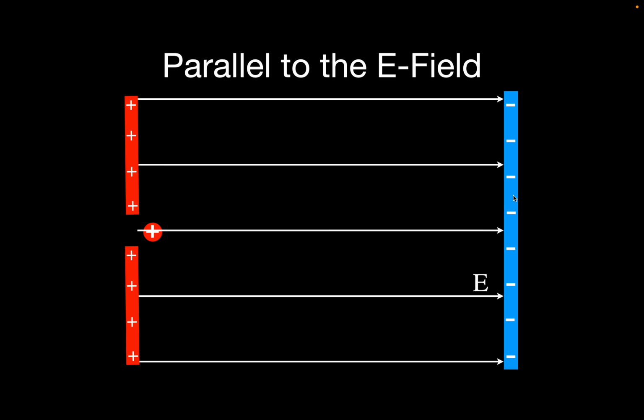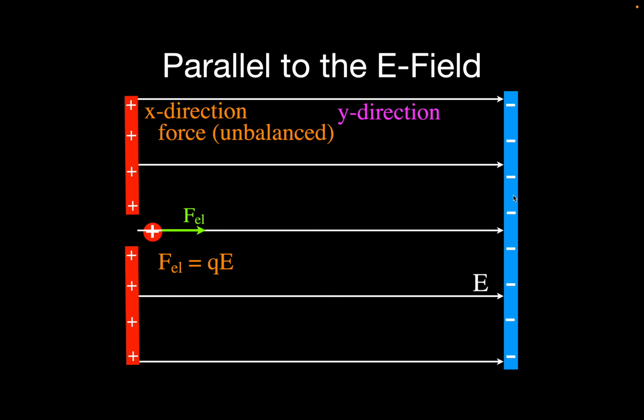Now, we're going to talk about the motion, the forces, the acceleration in the x direction and in the y direction. Now, this particle is going to be moving parallel to the electric field. Therefore, it is going to feel a force, an electric force, an unbalanced force, because that's the only force acting on it, and that force acts also parallel to the electric field. And we can calculate that force as Q times E, the charge of the particle times the electric field strength.